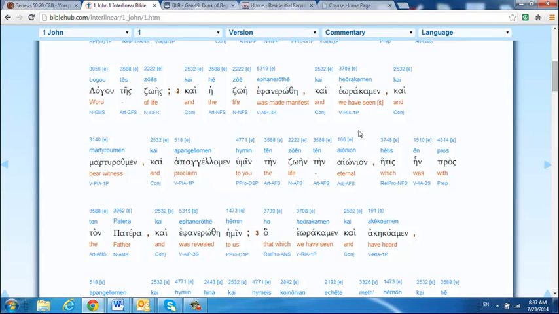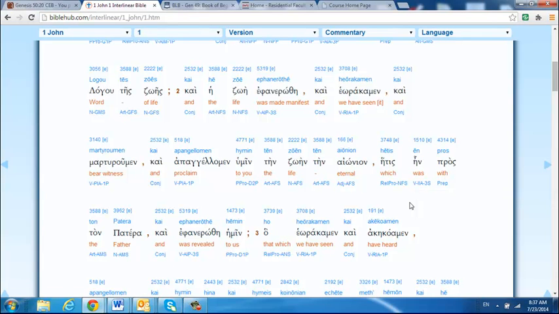That's an attributive construction. The life, the eternal. Aionion is telling us about, as an adjective, telling us about life, a noun. Life is the direct object. We are proclaiming life to you, and to you is the indirect object.